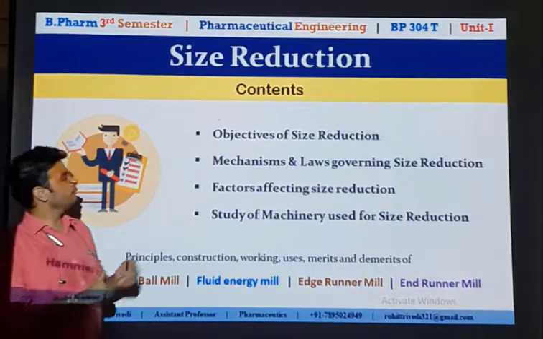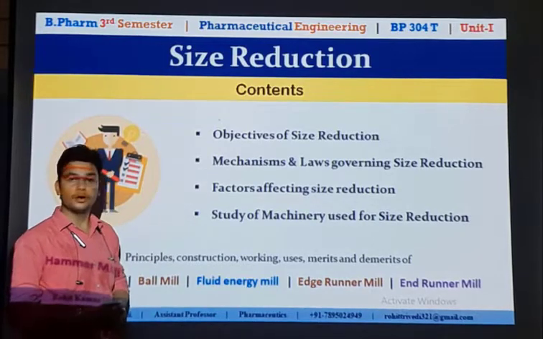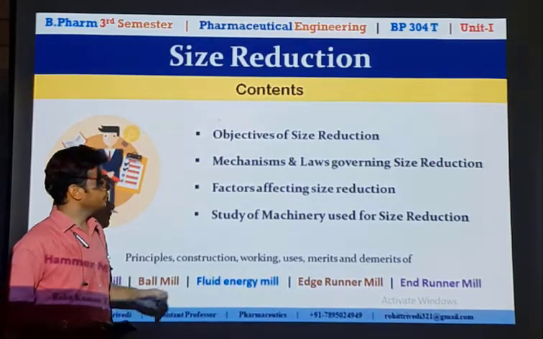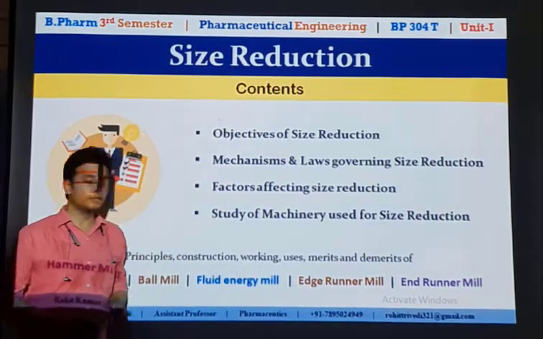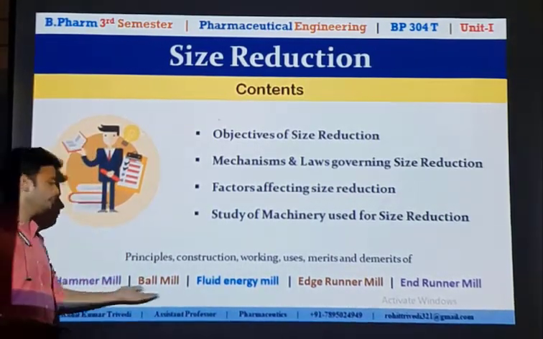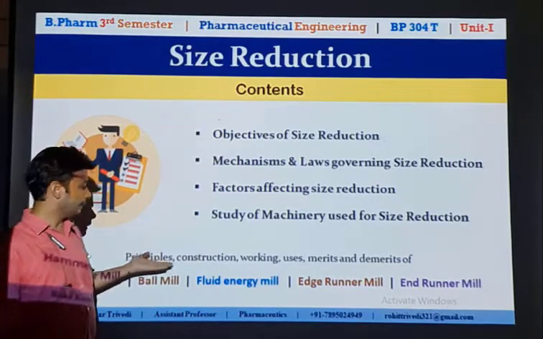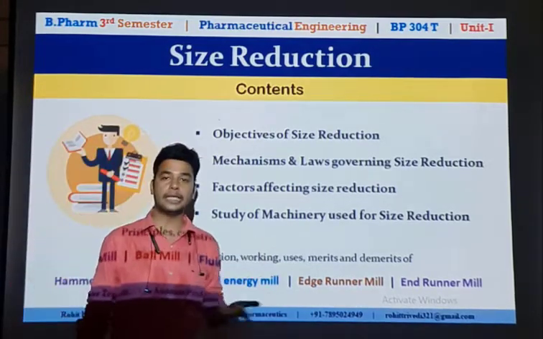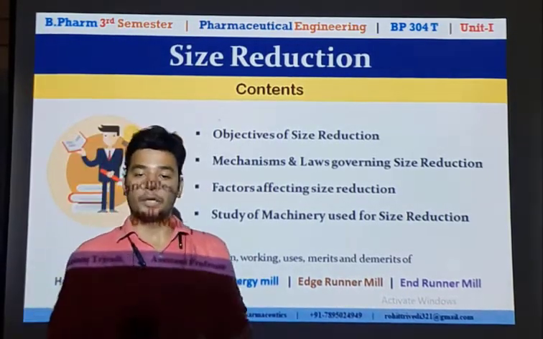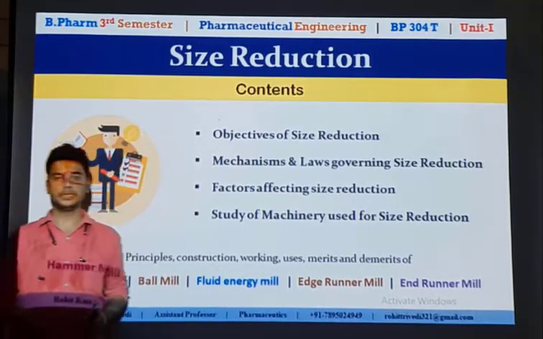Generally in this unit we will be covering the major objectives of size reduction, the mechanism and laws that are governing the process of size reduction, factors influencing the process, and a study of the various machineries that are being used in the process of size reduction. Obviously, we will be studying the hammer mill, ball mill, fluid energy mill, edge runner mill, and end runner mill. Basically, we will be discussing the principle, construction, working, uses, merits, and demerits of all these pharmaceutical machineries. We will be discussing each and every aspect of this topic.